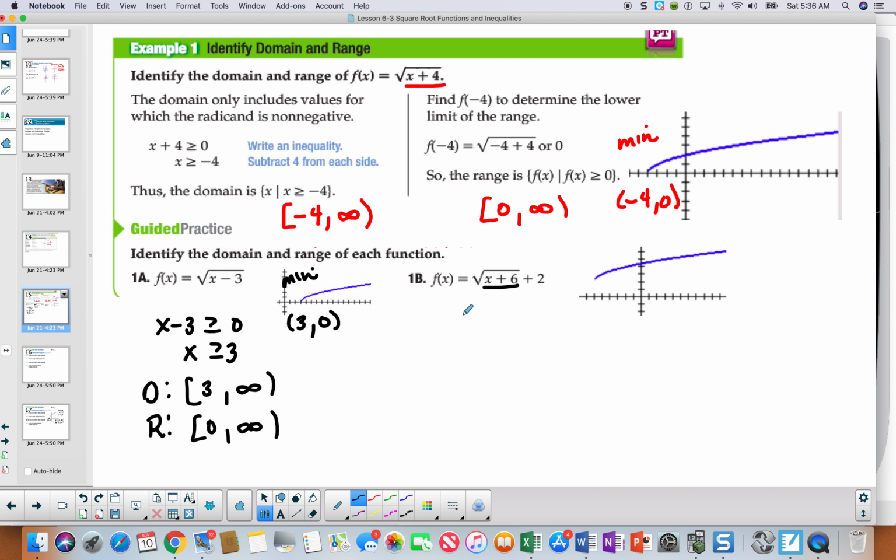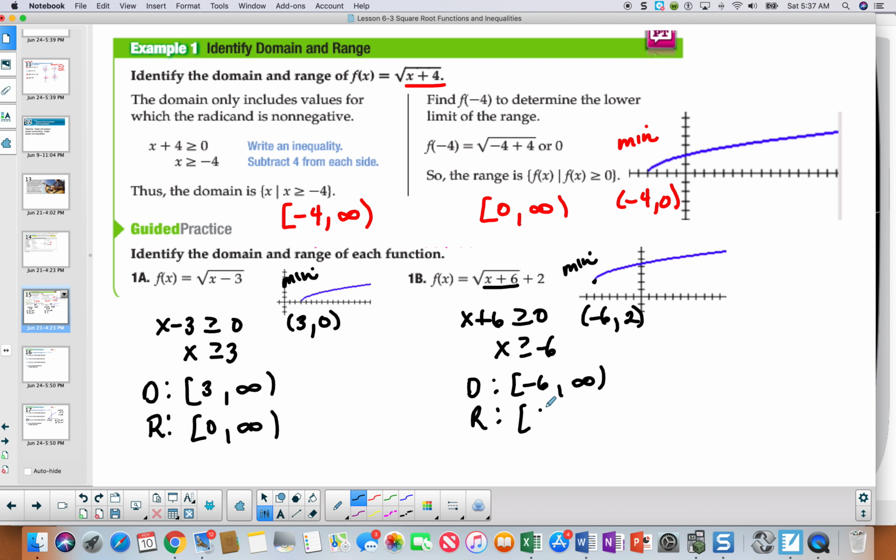Again, we're going to take the argument, and we're going to ensure that it's greater or equal to 0. So x is greater or equal to -6. So -6 right here will be the smallest x that we're going to use. We're going to put -6 back into the function, and we're going to get 2 as our output. So now we can talk about our domain and range. Our domain will be from -6 to infinity, and our range, the smallest y value is going to be 2, and that'll go to infinity.